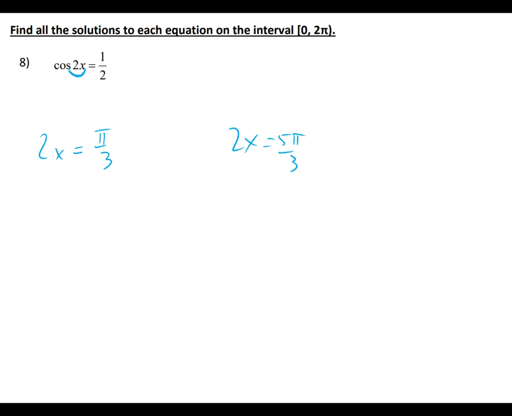How do we get the 2 to the other side? Multiply by the reciprocal. Divide by 2, or multiply by the reciprocal, which is more useful. So pi over 6 and 5 pi over 6.